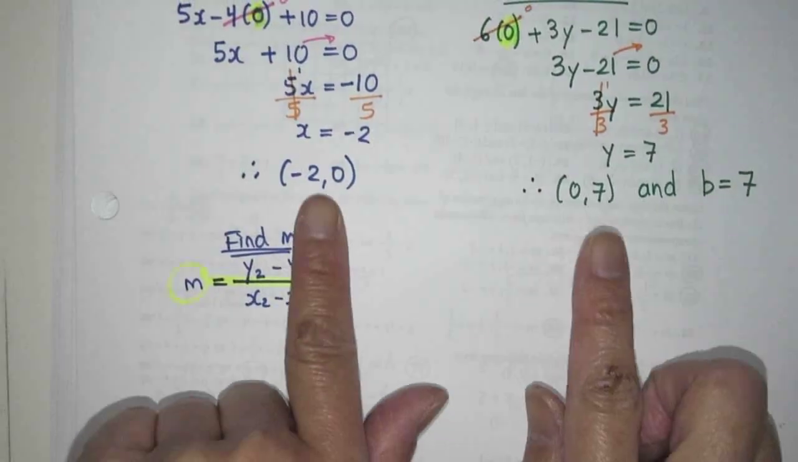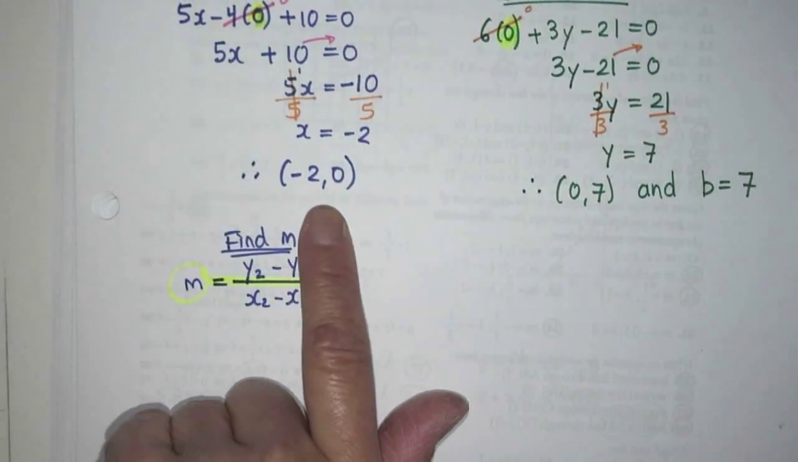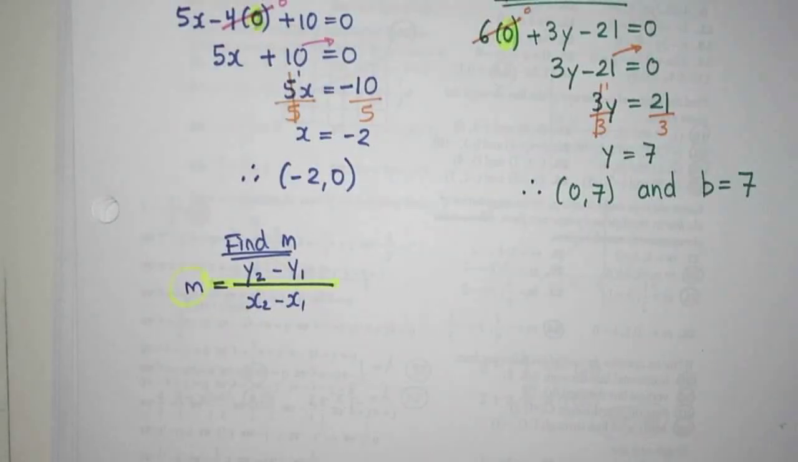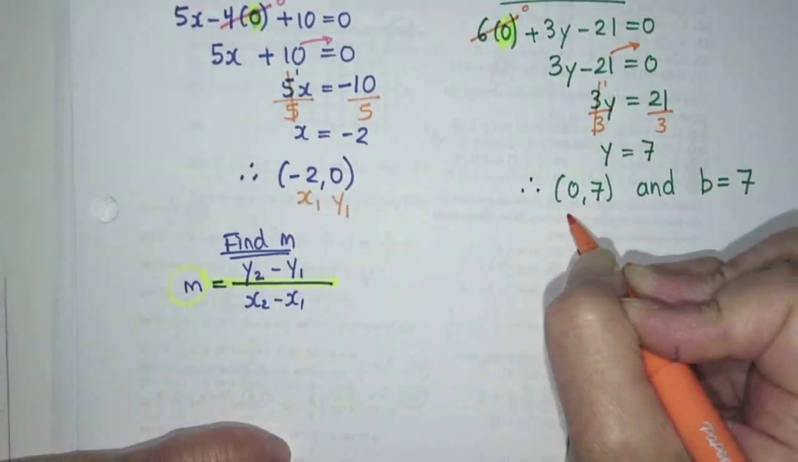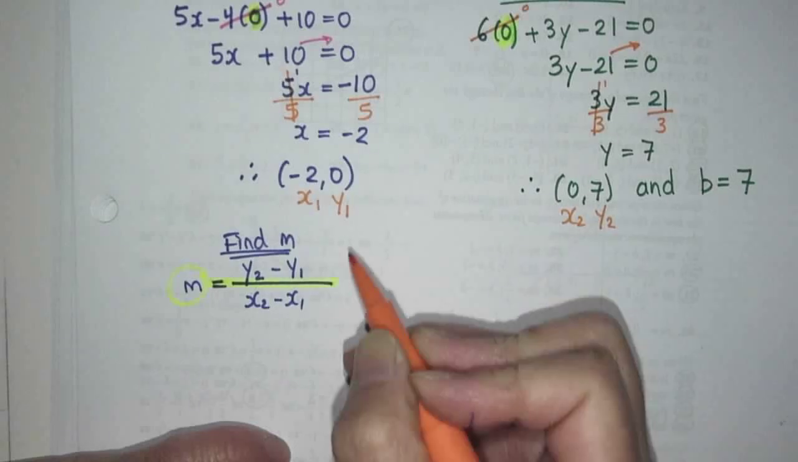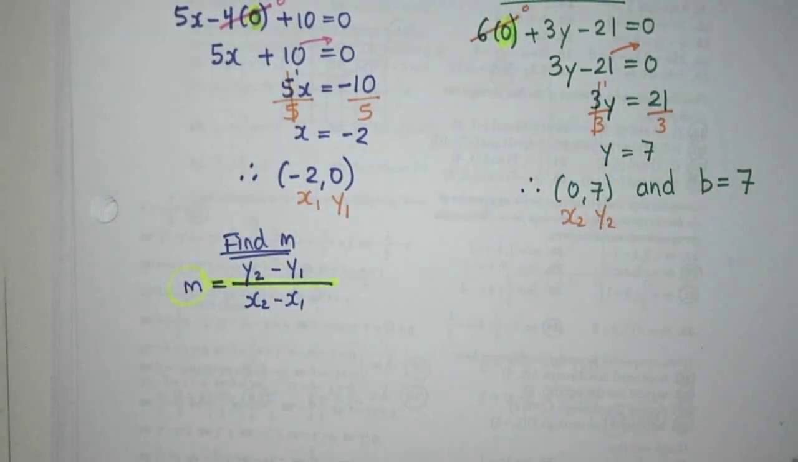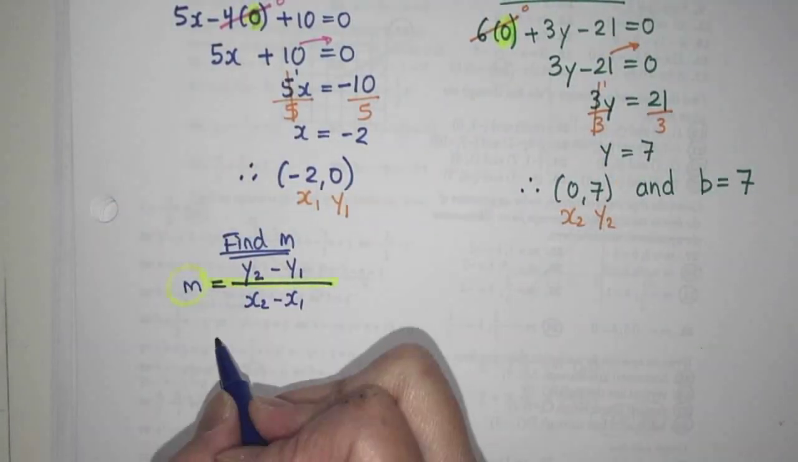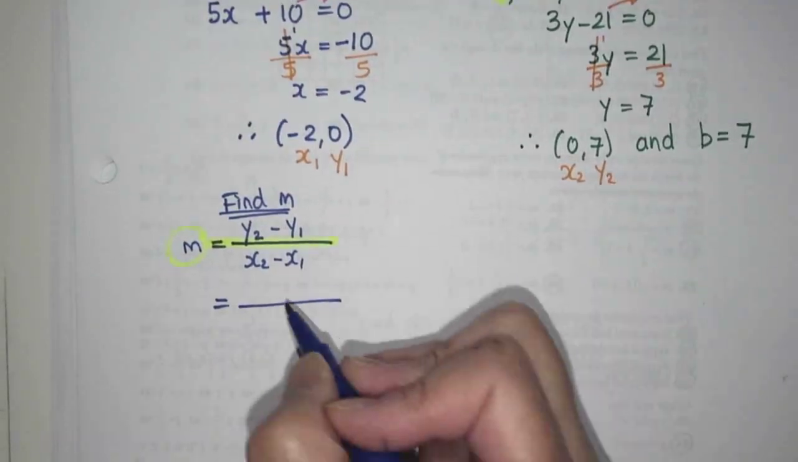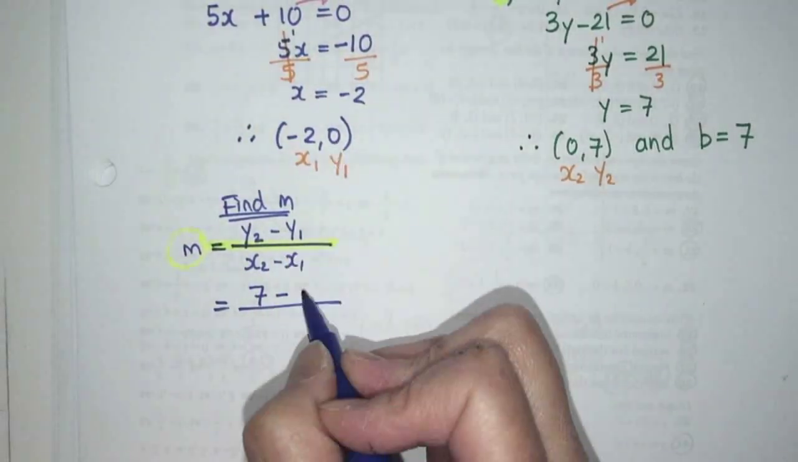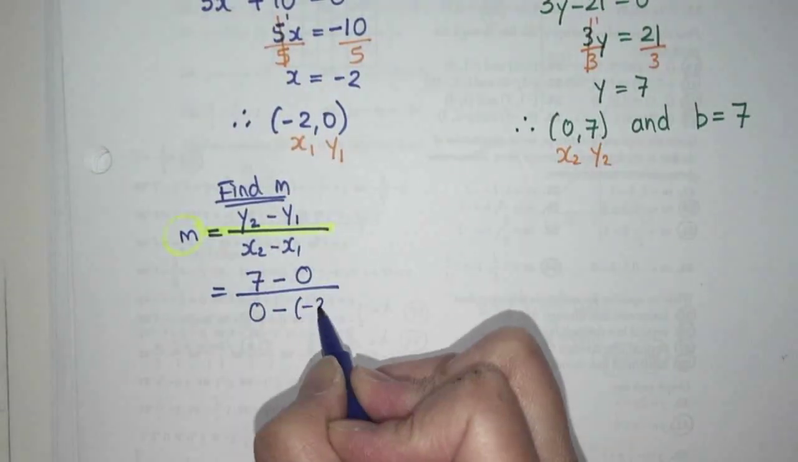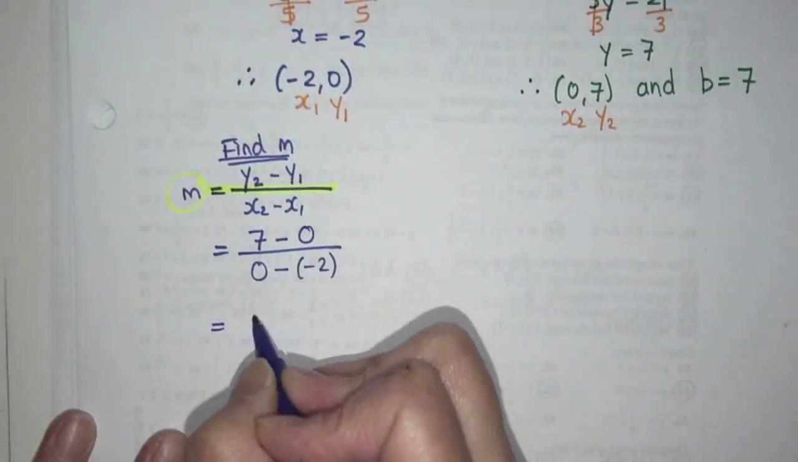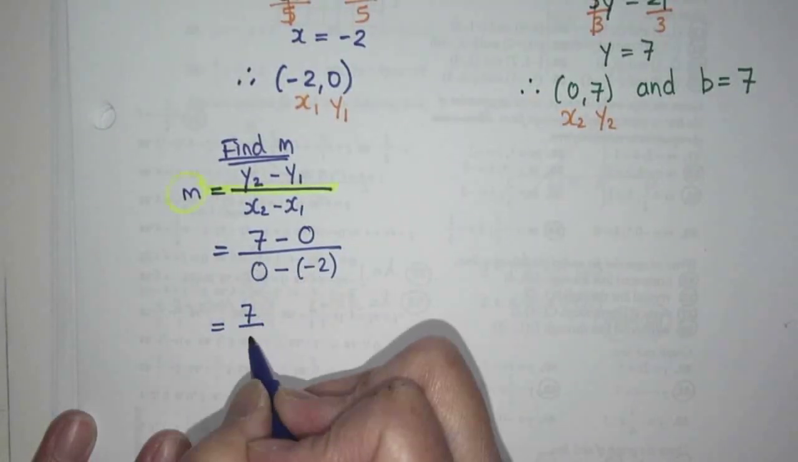So how do I get these 2 points? I go from here. From these 2 points, I'm going to use orange. So this is x1, y1, x2, y2. That's point 1, point 2, and again, they can be reversed. You'll get the same answer. So this will be y2, which is 7, minus y1, 0, over x2, which is 0, minus negative 2. That simplifies. 7 minus 0 is 7. 0 minus negative 2 is 2.